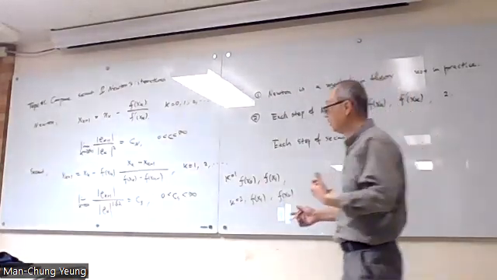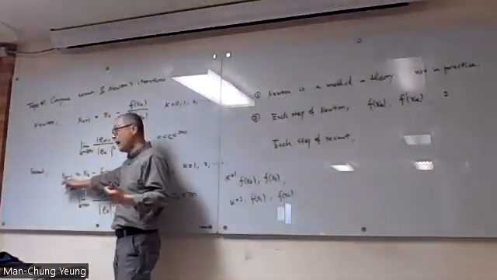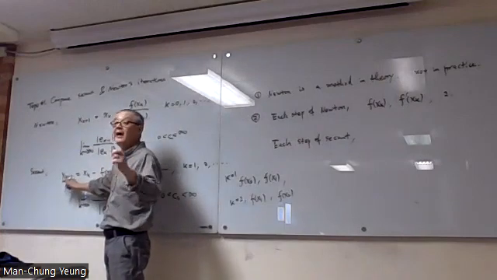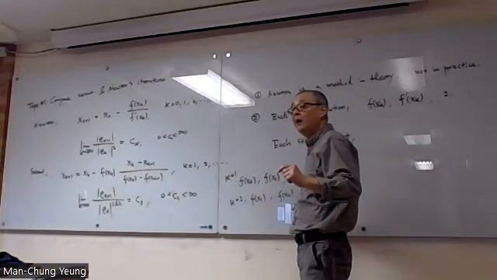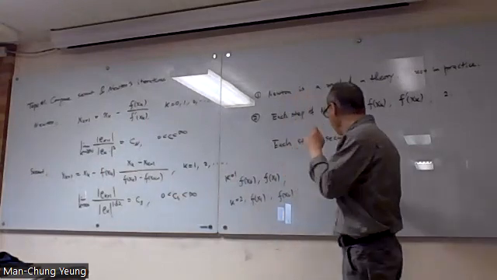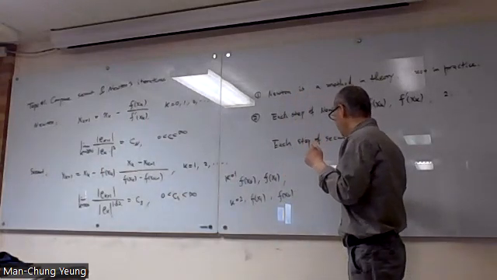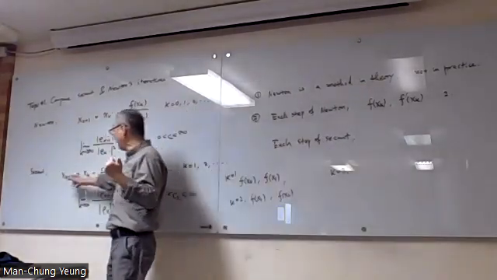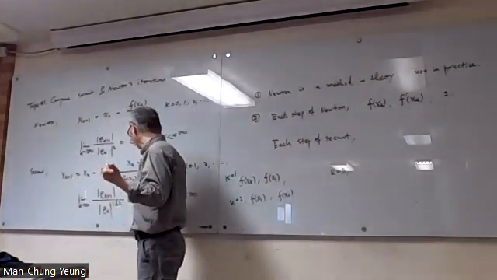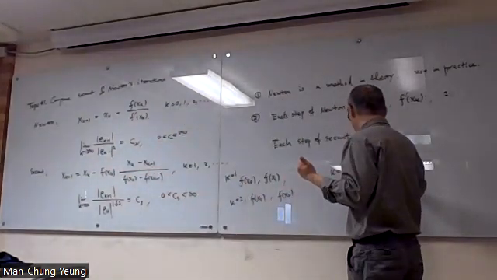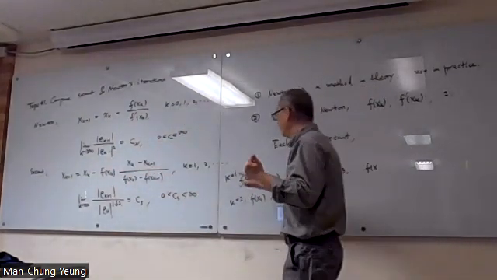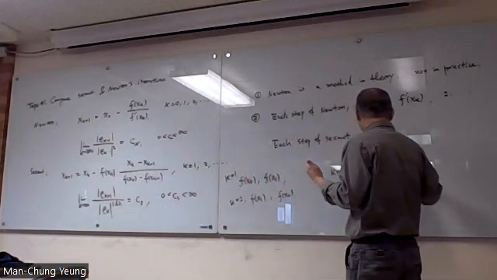K is 2. To get x2 plus 1, x3, we need this 2, right? K is 3. To get x4, we need what? We need f(x_k), f(x2) and f(x3).